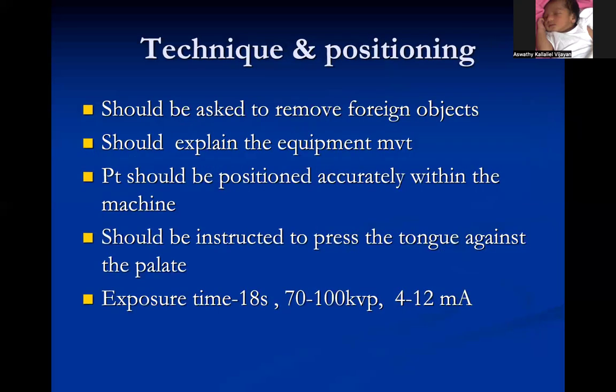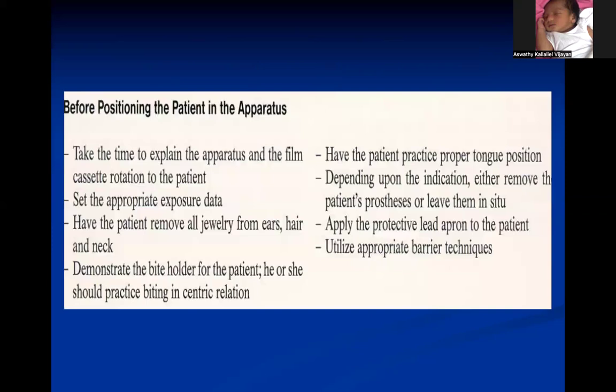Technique and positioning: the patient should be asked to remove all the foreign objects. Patient should be explained about the equipment movement. Patient should be positioned accurately within the machine. Patient should be instructed to press the tongue against the palate, and the normal exposure time is 18 seconds, 70 to 100 kVp and 4 to 12 mA.